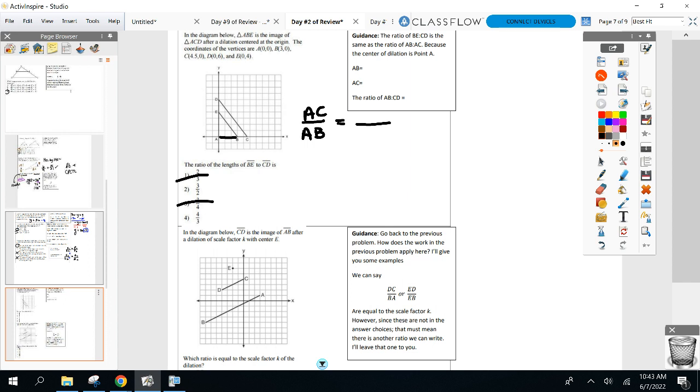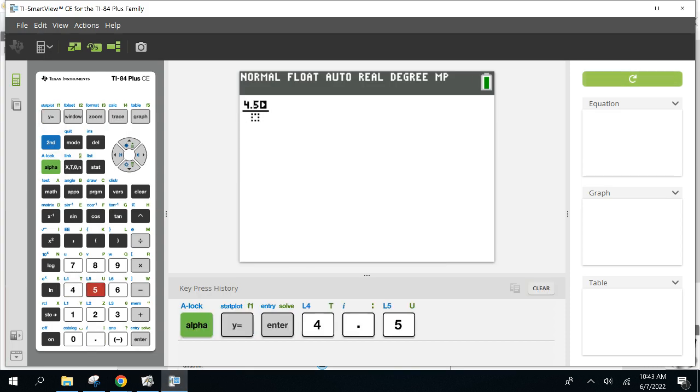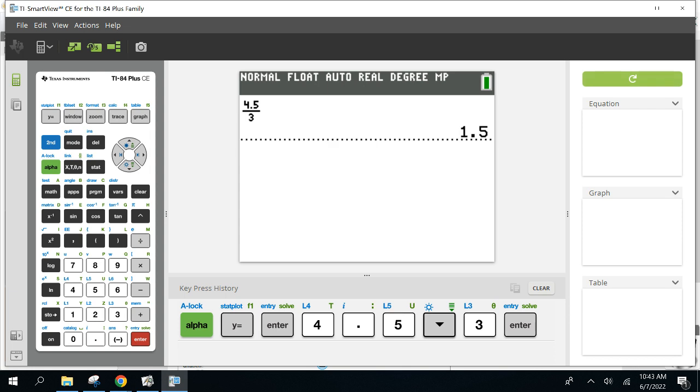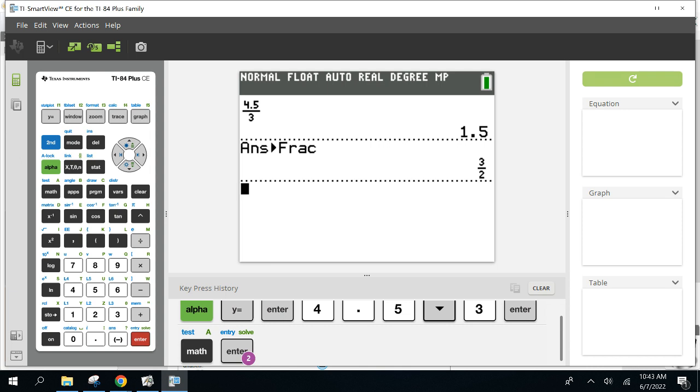AC should be 5. I think 4.5. I don't think it goes out to 5. Yeah, we got to go 4.5. And then how long's AB? 3. And that's not a choice, but we can put it in the calculator, right? 4.5 over 3. And 1.5. Remember you got a math button on the left-hand side that turns it back into a fraction. 3/2.